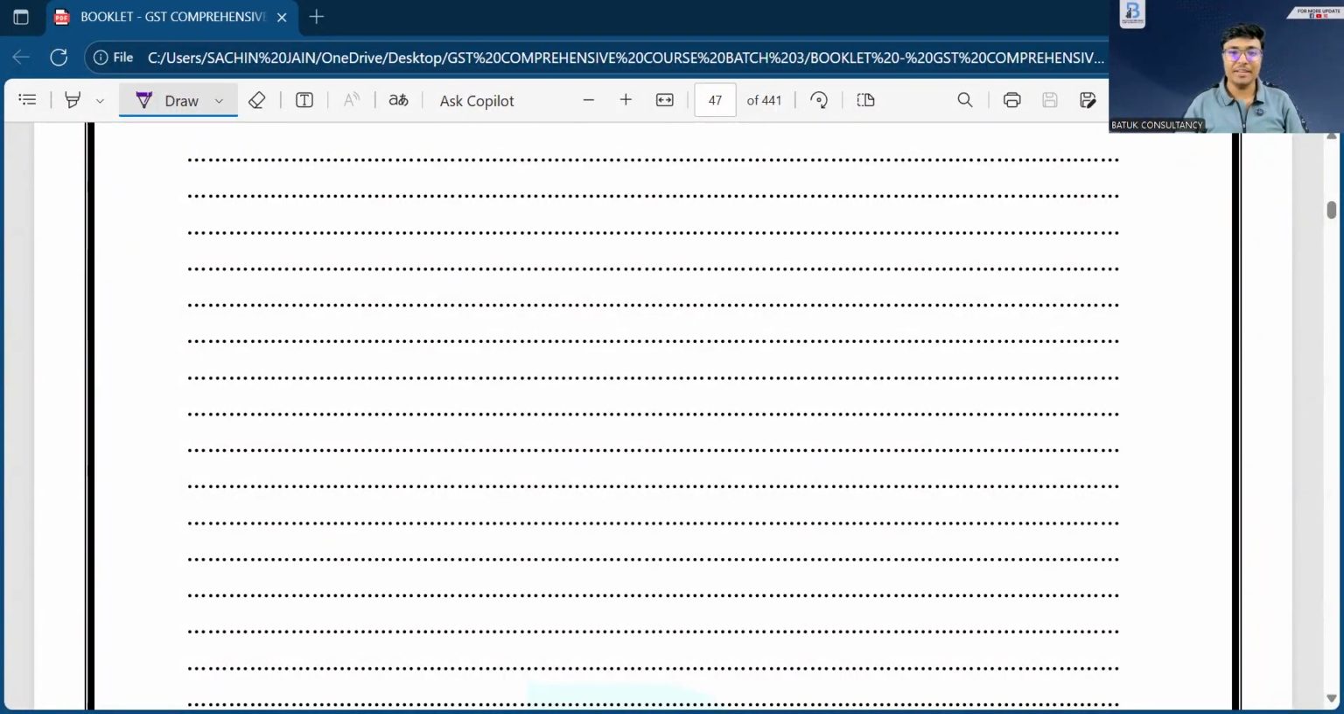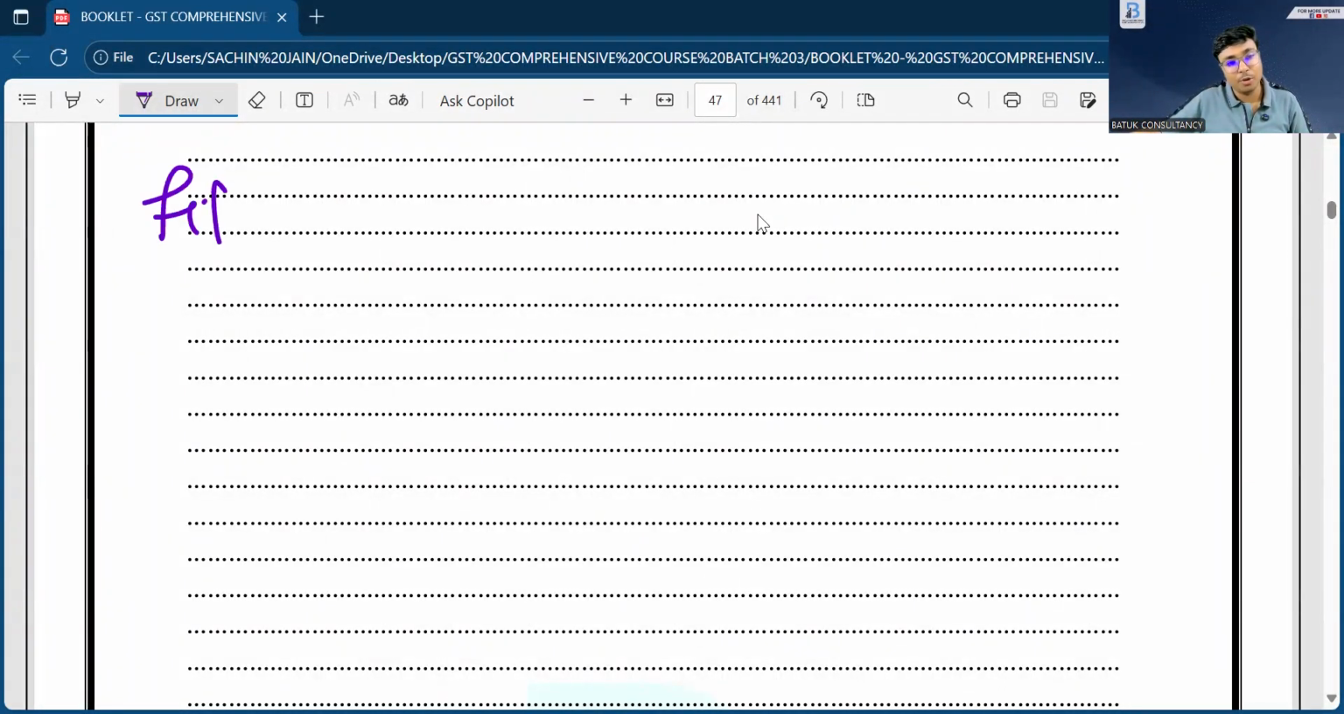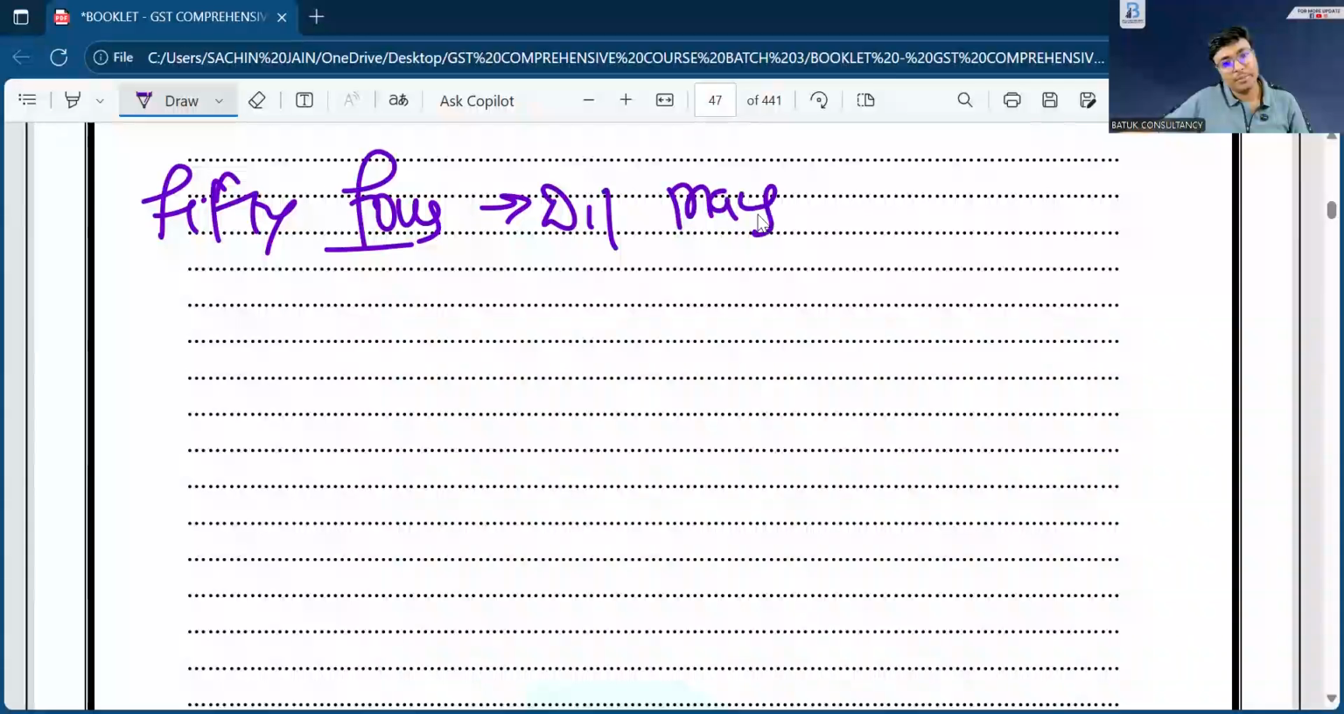In our last session, I hope you all remember day 15, we covered the concepts related to refund, section 54. Section 54, that is refunds.